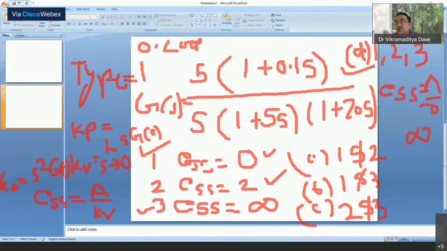So your option D is correct: 1, 2, 3. You can see through one single question, all concepts related to steady state error have been evaluated by the examiner, and therefore you have to concentrate not only on a single formula but on all the formulas and all the concepts, and D is the correct answer. It is very clear how to solve such MCQ questions on steady state error. So this is one such question.